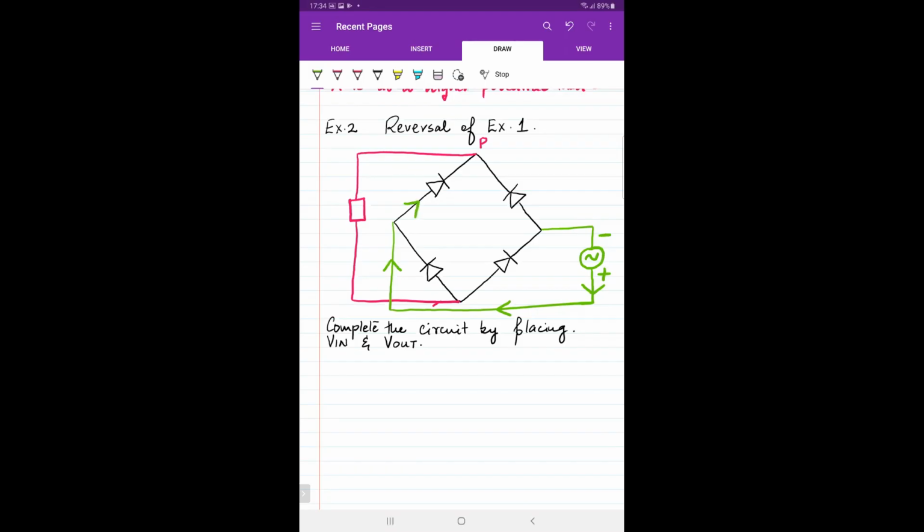ठीक है रिहा, अभी तक यहां से जा रहा है. Then it flows through the output.